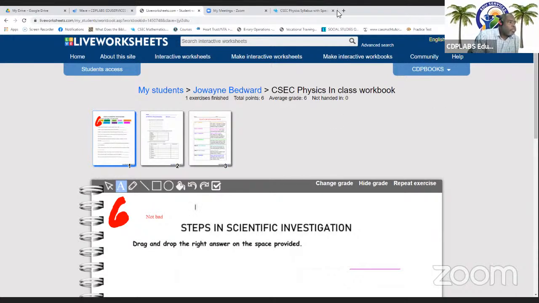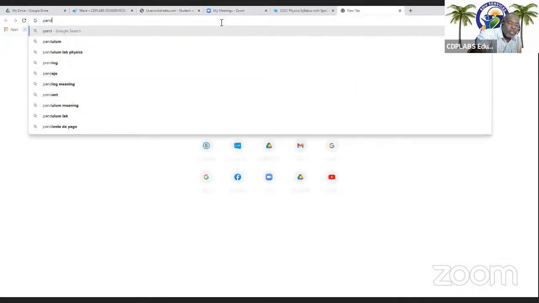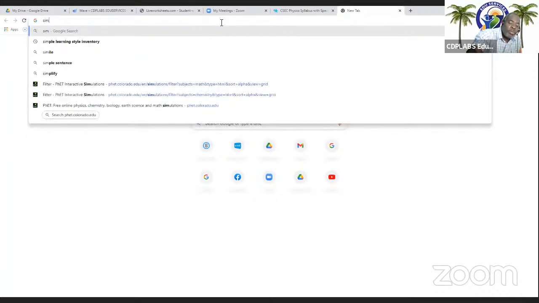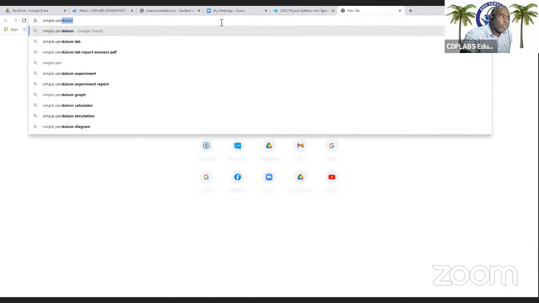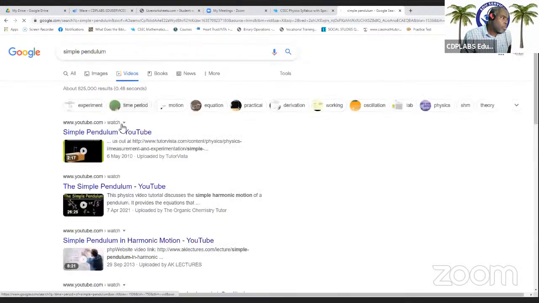Let's look at a simple pendulum now. So let's remember that you're going to be using the scientific approach, not only when reading, but when you're going to do the lab itself. Let's see if we could try to find a simple little lab. All right, let's see.